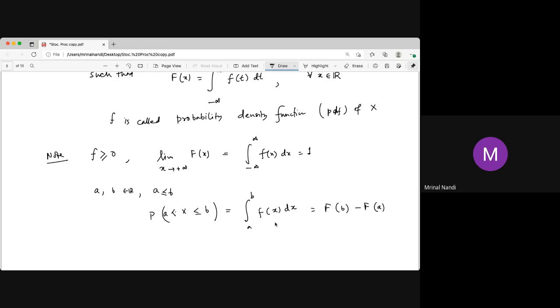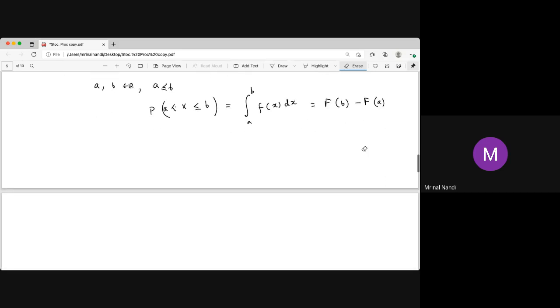Now, if you know the distribution function, how do you find the density function? That's the important part. So there is a theorem. From small f, you can find the capital F using integration, and it is just the fundamental theorem of integral calculus, the first fundamental theorem of Riemann integral calculus.